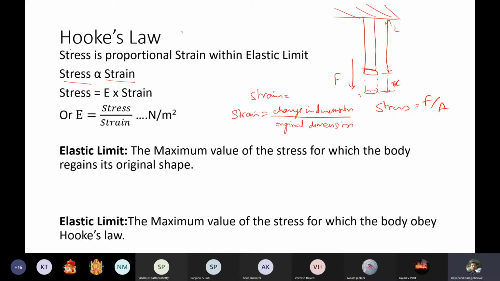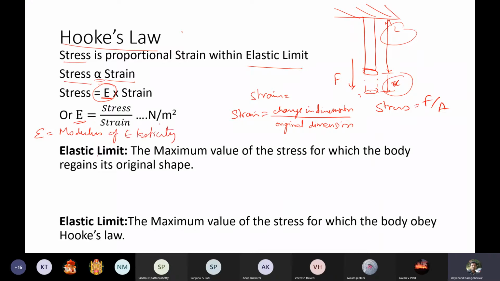Now what does Hooke's law state? Here the length is changing. Hooke's law states that the stress is directly proportional to strain within the elastic limit. If I remove the proportionality sign, I should get a constant. This constant is called the modulus of elasticity. E is equal to stress by strain. It is also called the coefficient of elasticity.